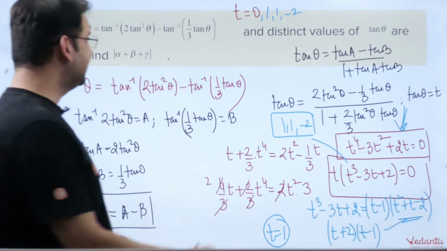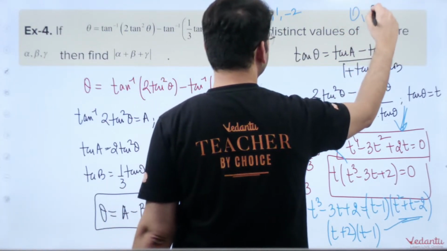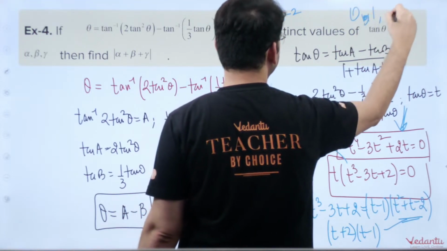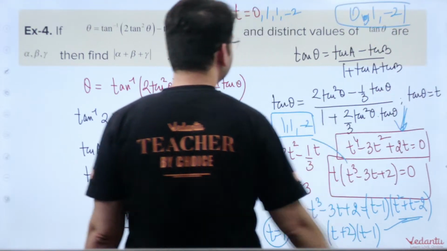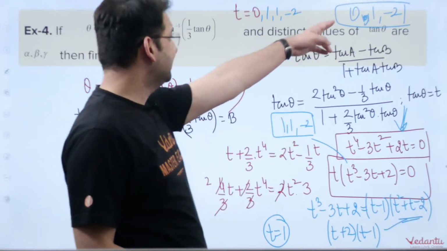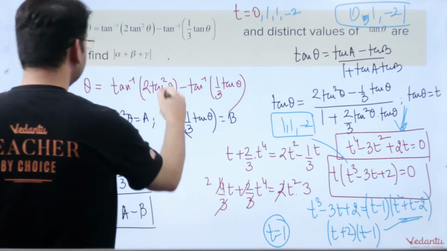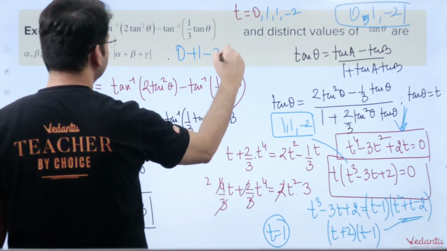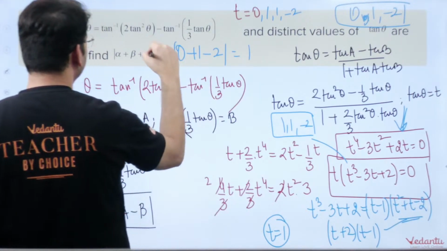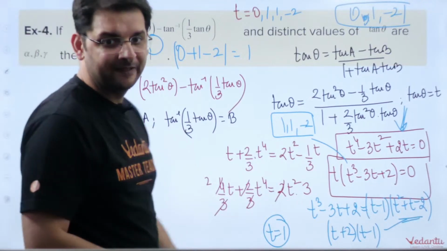I'm asked for distinct values, so the distinct values are going to be 0, 1 and minus 2. So these are the 3 distinct values. And clearly one of the values of tan theta is 0. So that means alpha can be 0, beta can be 1, gamma can be minus 2. So the modulus of 0 plus 1 minus 2 is going to be 1. So 1 is going to be the correct answer. I hope this is clear.